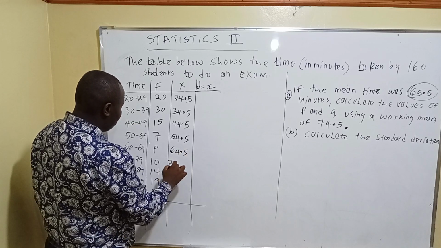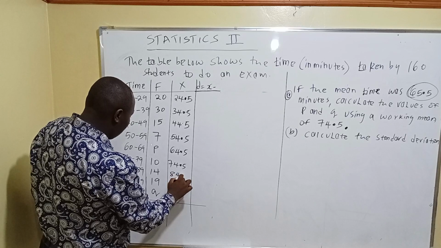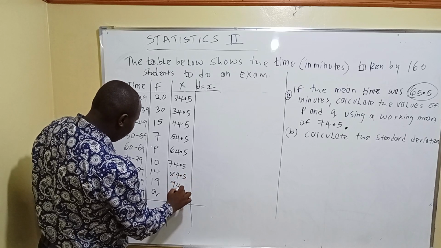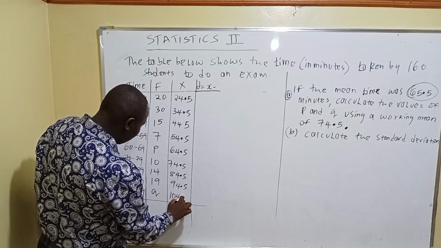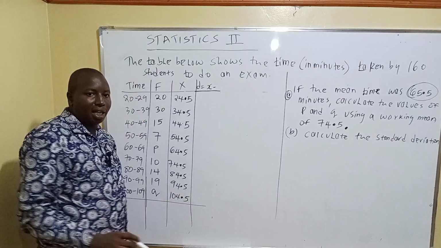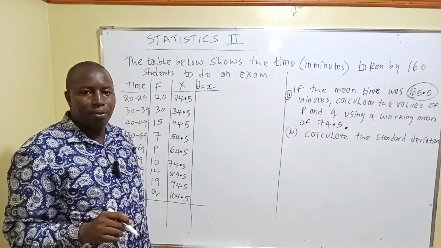64.5, 74.5, 84.5, 94.5 and 104.5. That is x. X in this case represents the midpoint. So that's the first column that you make.